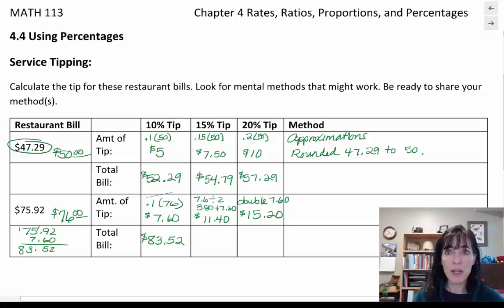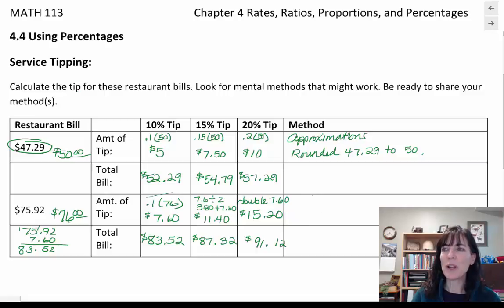When I add that $11.40, I can also do that on my calculator. 11.4 plus 75.92, and I get $87.32. And for the last one, since I'm on a roll, 15.2 plus 75.92, and I get $91.12.